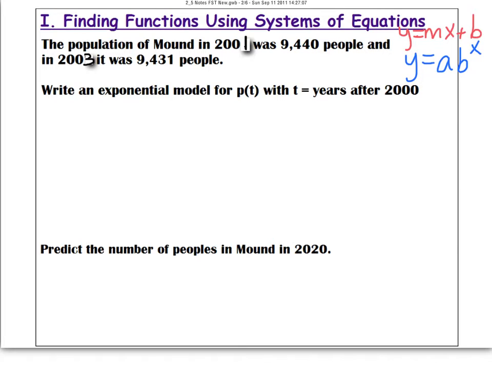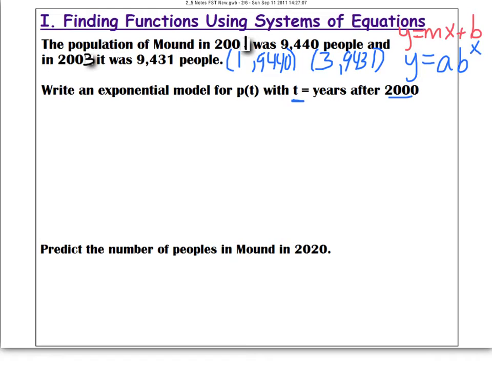Now, keeping in mind, they wanted t to be in years, and that's going to be our x value. So if I come up with two ordered pairs from this data, and our x is our t value, and I need to have the years after 2000, for this first piece of data, t would be 1, and for this piece of data, t would be 3. So we have 1 and 3. And then the y value is the population. So we have in 2001, 9440, and in 2003, 9431.